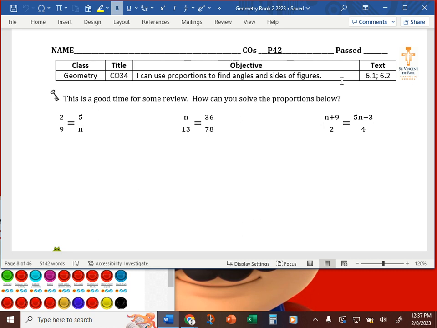A proportion is two equivalent fractions, which you can see here. Whenever you set up a proportion, it's going to be a fraction set equal to another fraction. We're basically looking for what value for n makes 2/9 equal to 5 over n. Sometimes you can use scale factor to help you. Like in this case, 13 goes into 78 evenly.